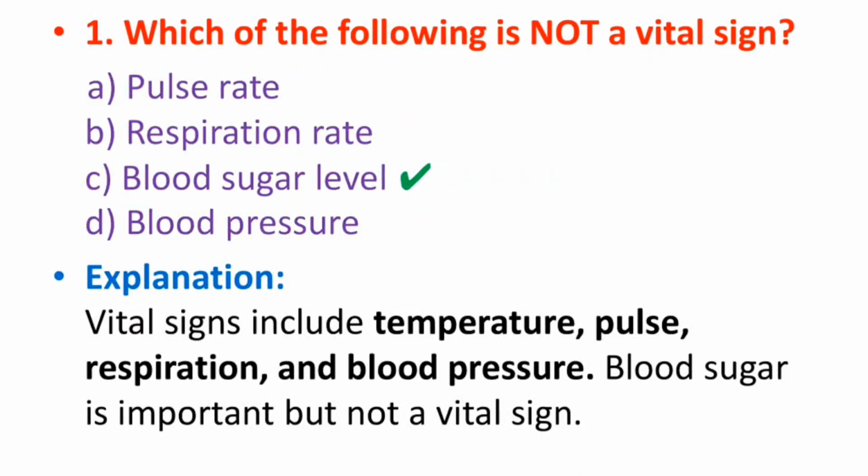Which of the following is not a vital sign? Option A, pulse rate. Option B, respiratory rate. Option C, blood sugar level. Option D, blood pressure. The correct answer is option C, blood sugar level.